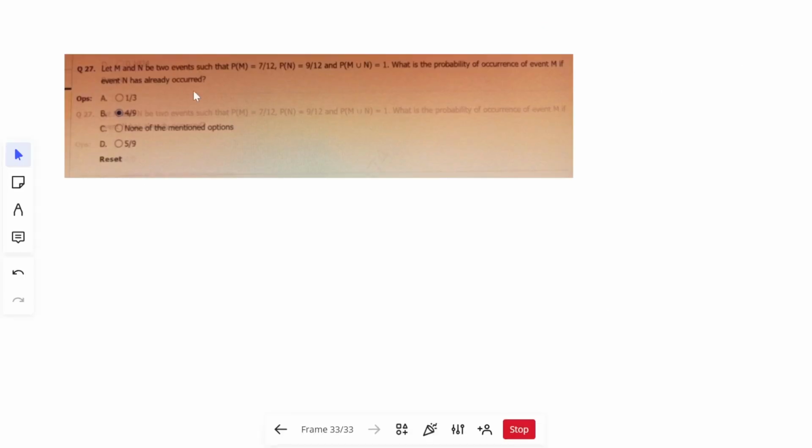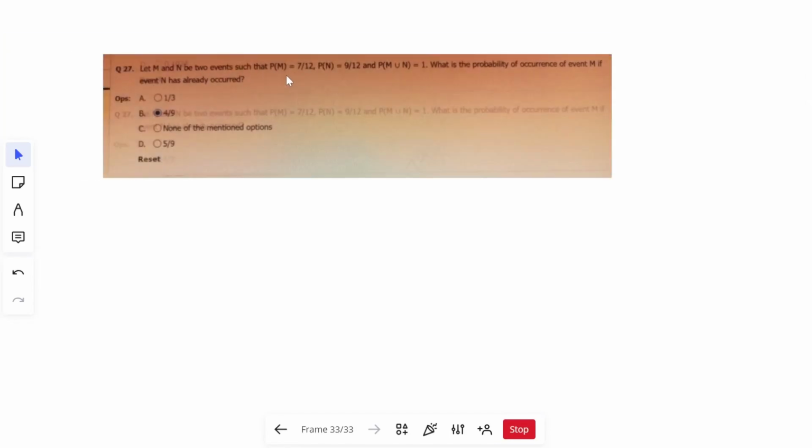Let's look at this question that we have. Let M and N be two events such that probability of M is equal to 7 by 12 and probability of N is equal to 9 by 12, and probability of M and N is equal to 1. What is the probability of occurrence of event M if event N has already occurred?